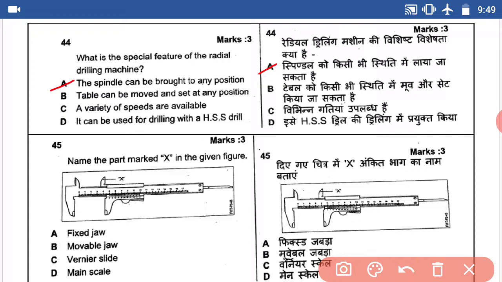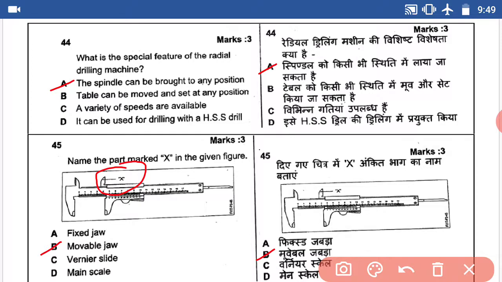Question number 45. Name the part marked X in the given figure. This image is a vernier caliper. The X mark is the movable jaw. So answer B, movable jaw.